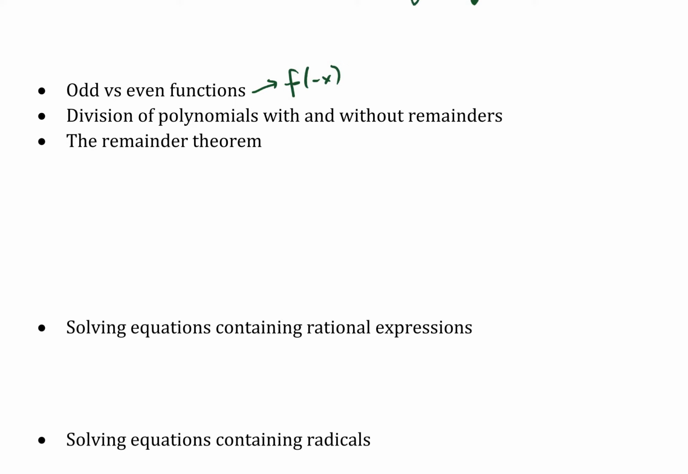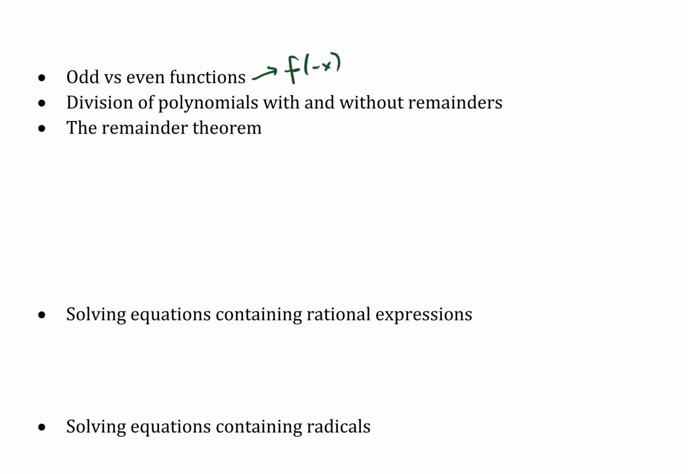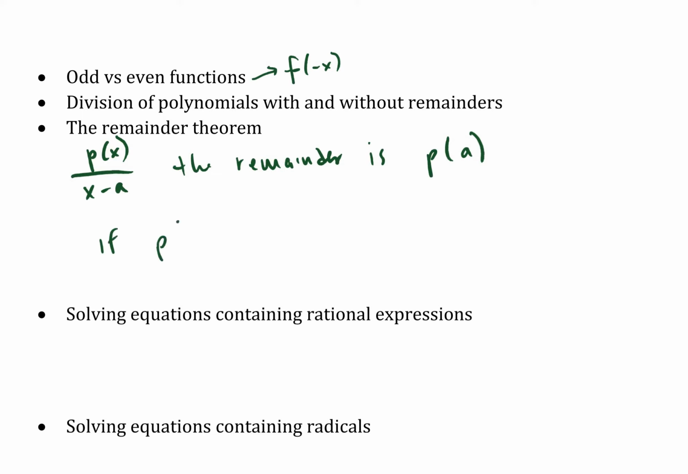The remainder theorem says that the remainder of any division is going to come up from whatever you're dividing by. So if I divide p of x by x minus a, I know the remainder is p of a. If the remainder is 0, that means the expression is a factor.